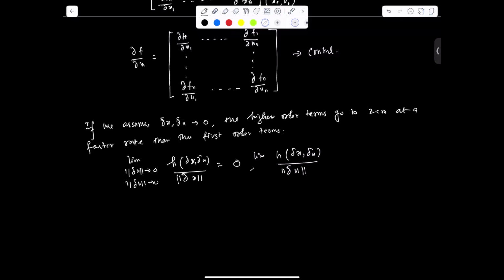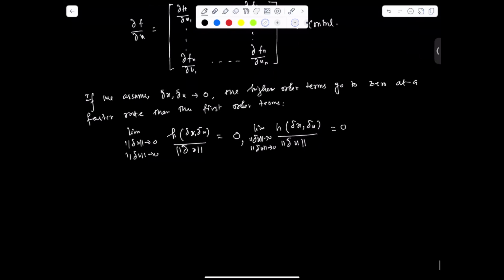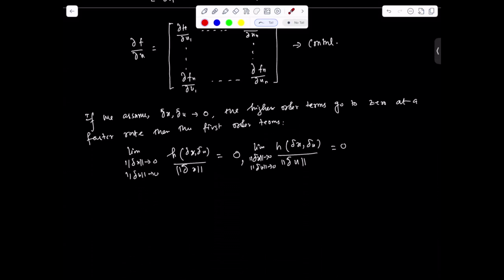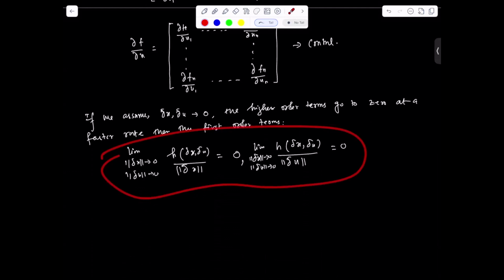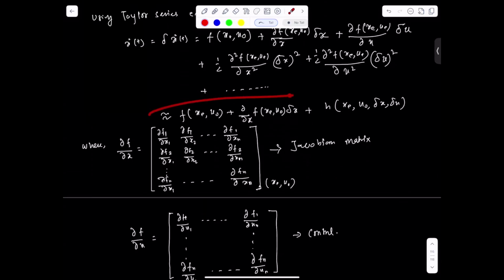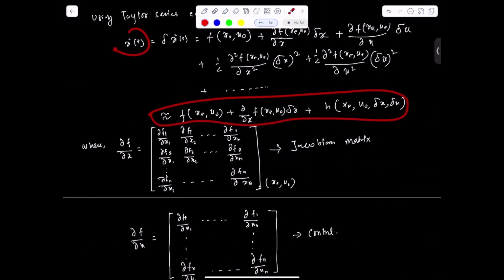Limit as δx goes to 0 and δu goes to 0, so this you can also assume to be 0. So this is how we can ignore the higher order terms for small perturbations from the equilibrium point. And here, if you assume this condition, then this system can be considered as a linear system.